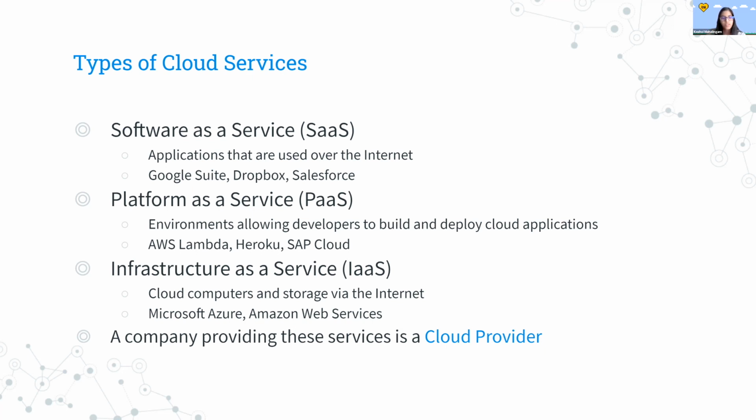And these types of services are usually provided through a dashboard or an API, which we talked about earlier. So some examples of IaaS services are Microsoft Azure and Amazon Web Services. And any company that provides these kinds of services is called a cloud provider.